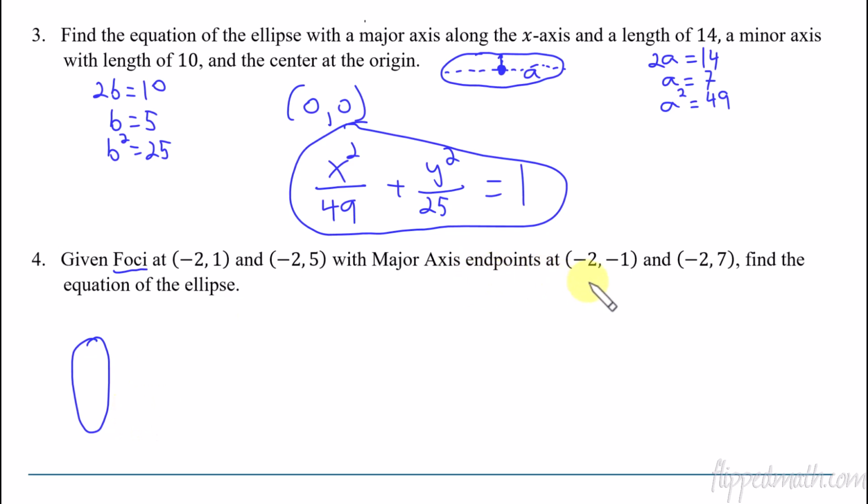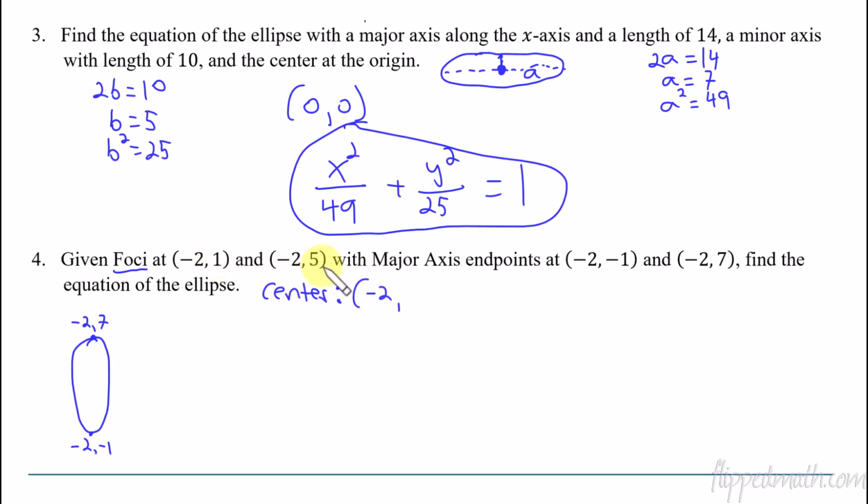The major axis endpoints are at (-2, -1). So this is like (-2, -1). And up here is (-2, 7). So there's my major axis endpoints. So where's the center? The center's got to be right in the middle. Let's list that out. So the center is going to be right in the middle of the major axis endpoints or the middle of the foci. It doesn't really matter which we do, but notice that the x value is -2 on those, right?